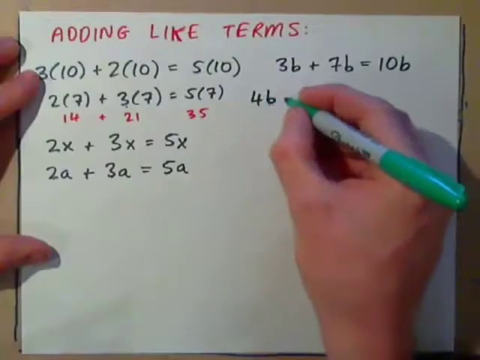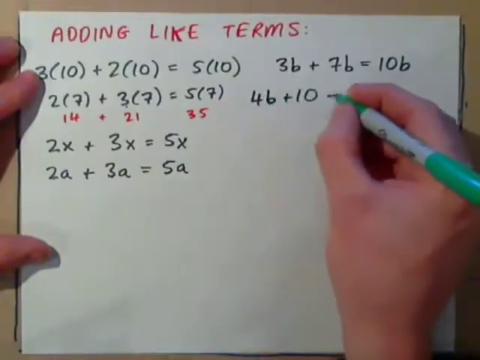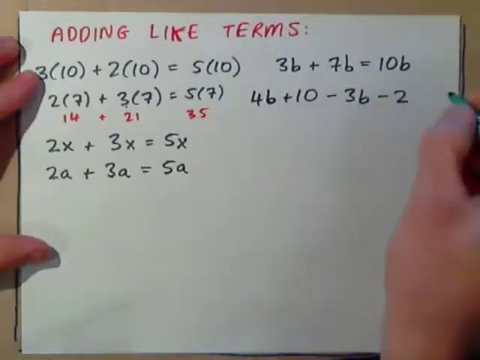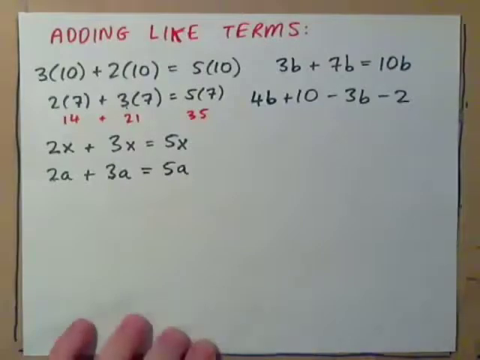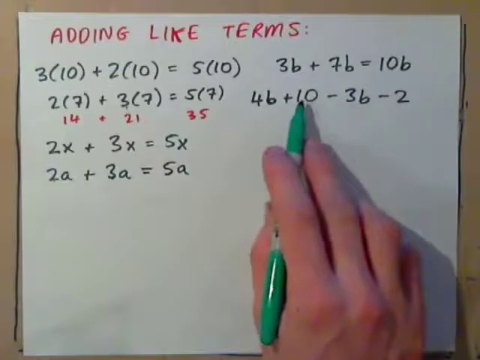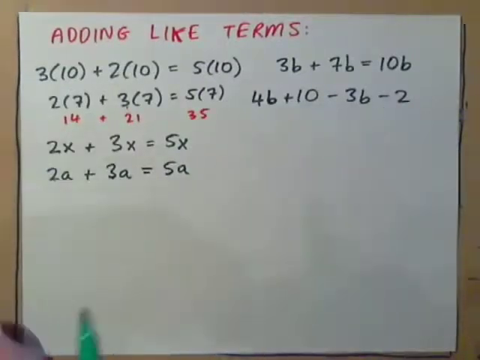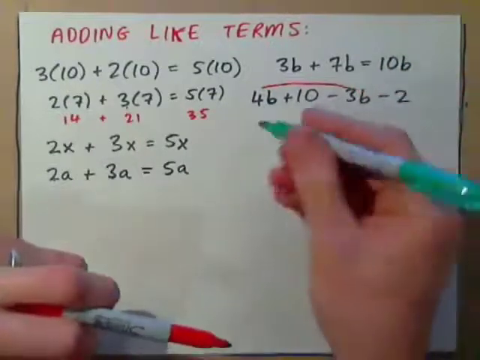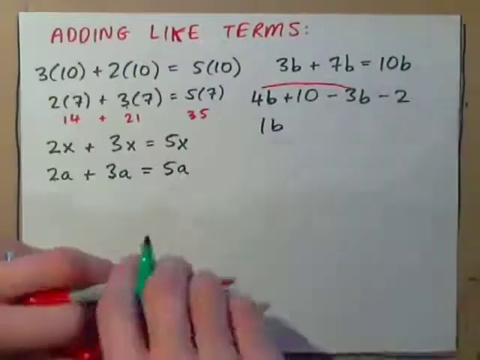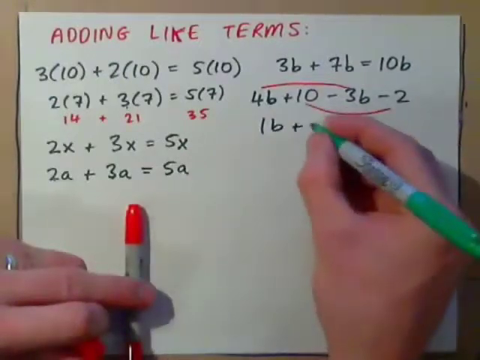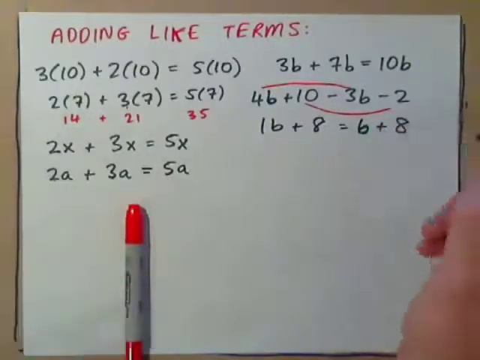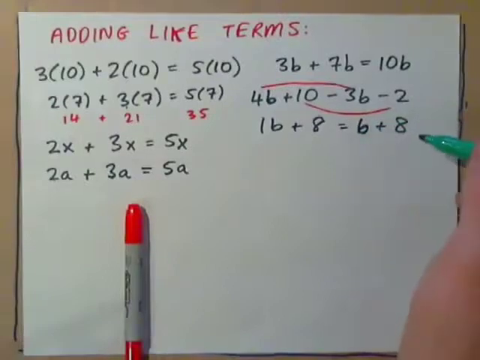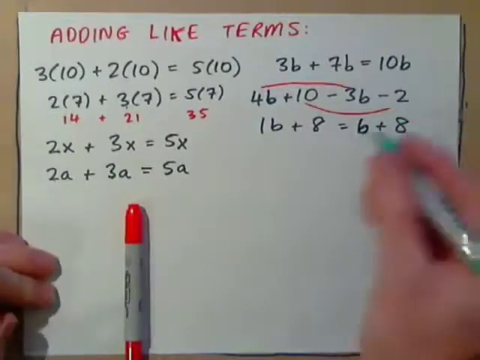How about this? 4 bananas plus $10 minus 3 bananas minus $2. Now what would you do? If somebody asks you, what do you have on the table, you wouldn't say, I've got 4 bananas minus 3 bananas plus $10 minus $2. You would simplify that a little bit. You'd say, I've got 4 bananas minus 3 bananas, well, that's 1 banana. And then 10 minus 2 makes 8. I've got a banana and $8. B plus 8. Can we add a banana and $8 together to get anything? No, we're done.